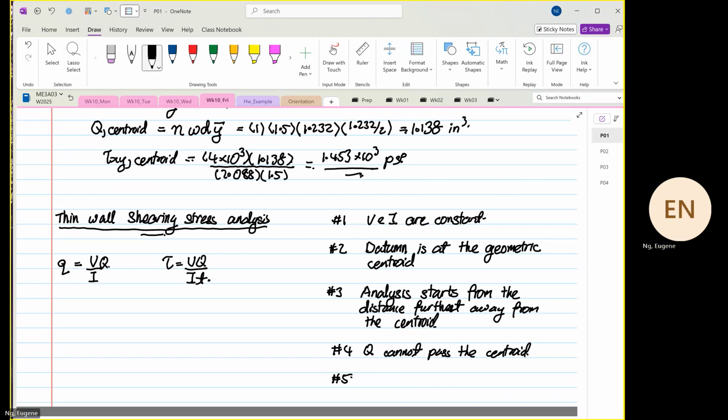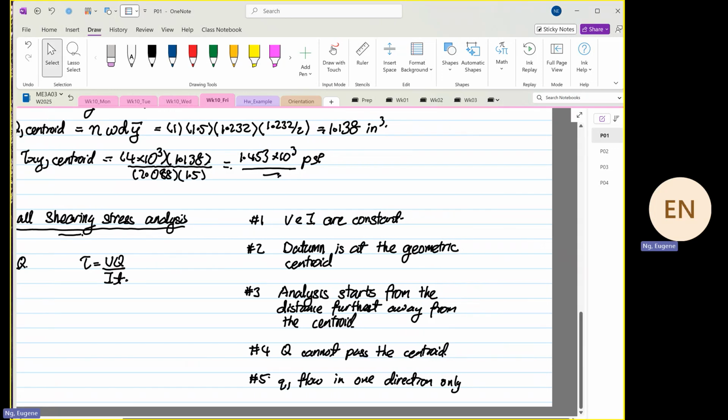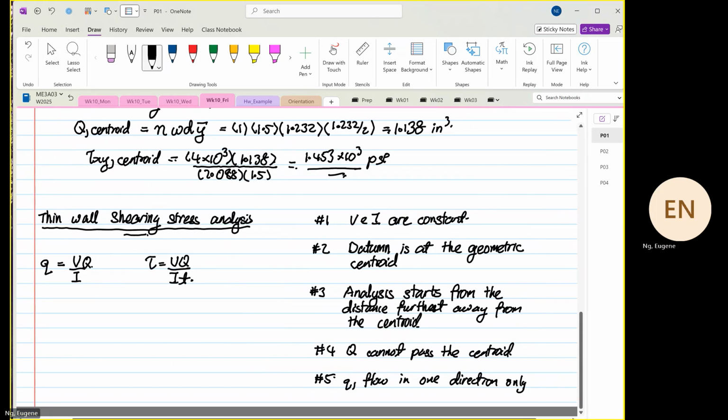Number 5 is the Q flow in one direction only. Okay, so these rules still apply, and we have one more, the 6th, is the thickness is perpendicular to the shear flow direction.